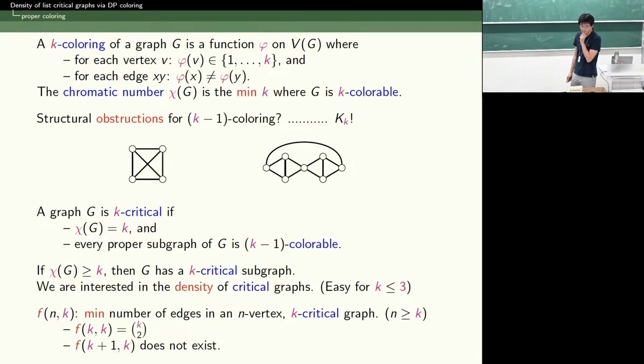And then these are some very basic facts. The first one is when n is as small as possible, namely k, then it's k choose 2. Because if you have a graph on k vertices, and if your chromatic number is k, then you have to be the complete graph. And coincidentally, this complete graph is critical, because if you remove any edge, the chromatic number will drop. But also, for the next value of n, when n becomes k plus 1, then we know that no such k-critical graph exists. And this follows from a very simple structure theorem, which I will show in the next slide.